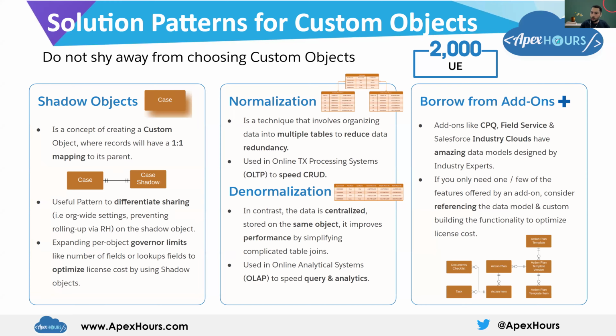Thirdly, have you looked at borrowing data models from the industry add-ons? Add-ons like CPQ, Field Service, Salesforce Industry Clouds have amazing data models designed by the industry experts. So if you need only one or a few of the features offered by these add-ons, why not reference the data model and custom build the capability or the functionality to optimize the licensing cost? As an example, Action Plan Template Model, which is a reusable framework that you can use to schedule customer visits. So rather than purchasing the entire add-on, why not refer to the Action Plan Template Model and custom build the solution? Next slide, please.